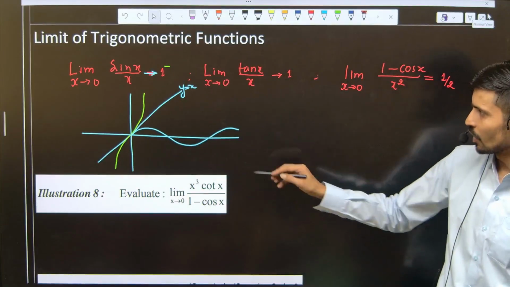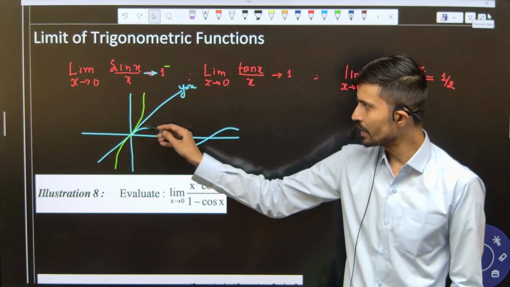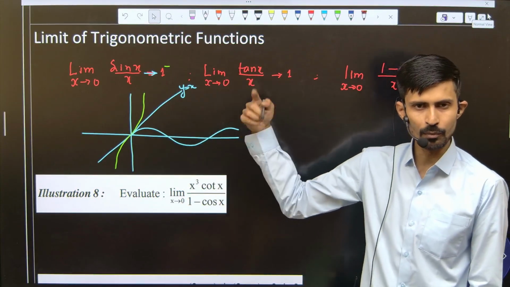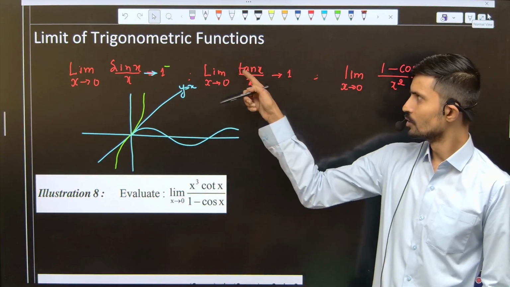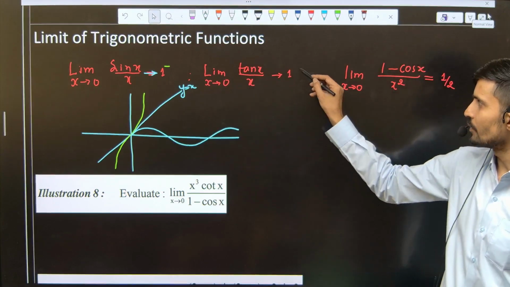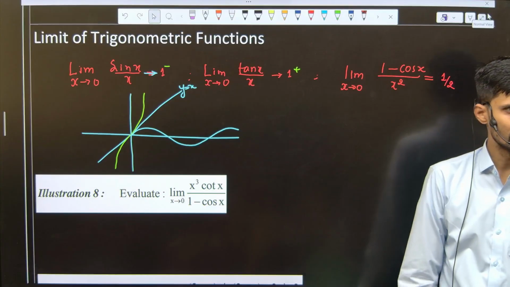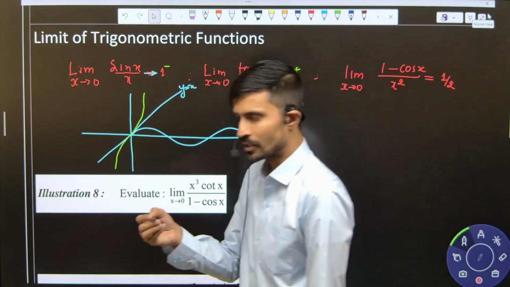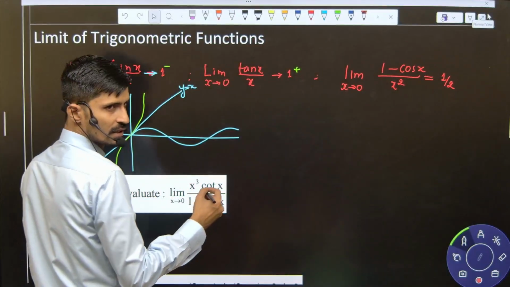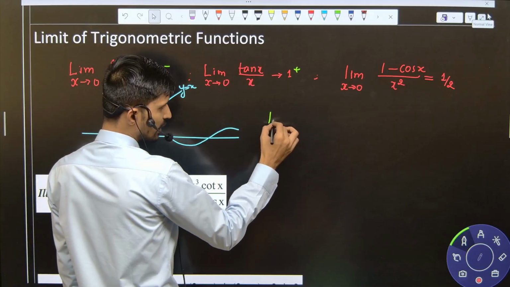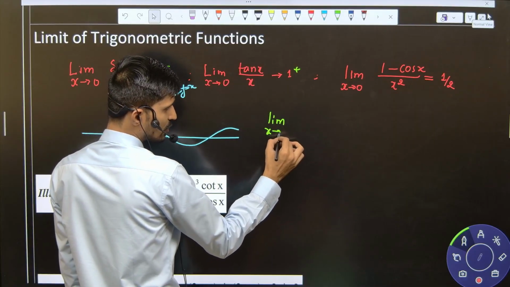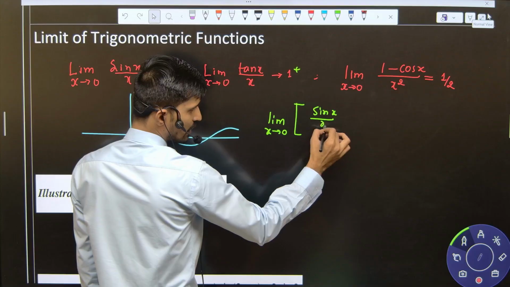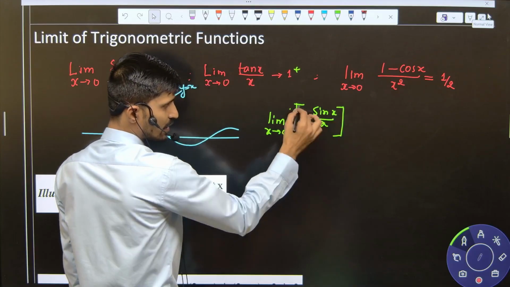Okay. Now the tan graph is going above the graph of y equals to x. It means the tan value will be more than the x value, so that will become 1 plus. So why do we have to learn 1 minus and 1 plus? Because someone can ask a question like this. See, this question JEE can ask directly from here. Limit x tends to 0, greatest integer of sin x by x. What is this? This is the greatest integer.